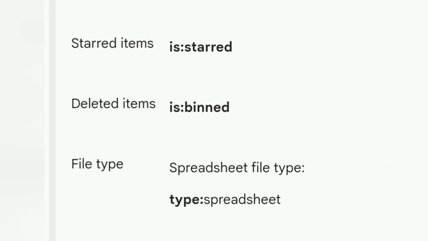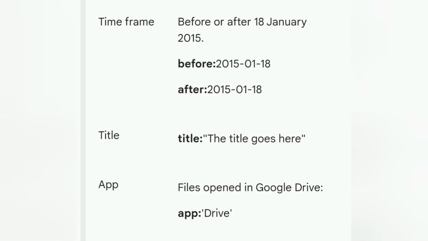For starred items, you can type is colon starred. For deleted items, you can type is dot binned. Search by file type, for example, type colon spreadsheet. You can search by time frame, before or after. You can also search by title. So these are the phrases you can try in an advanced search. You can also use the phrase in the app. Just open the drive on your computer and use these phrases.